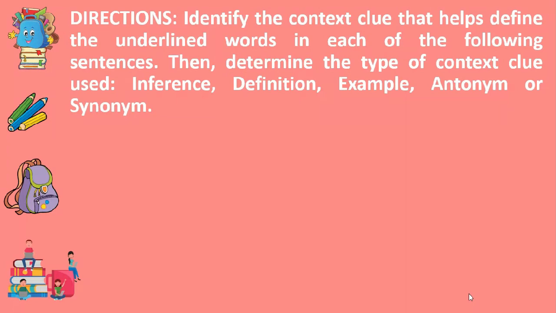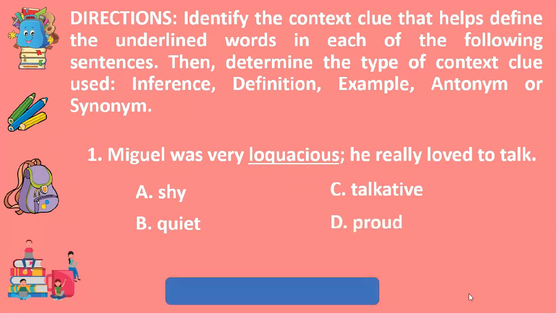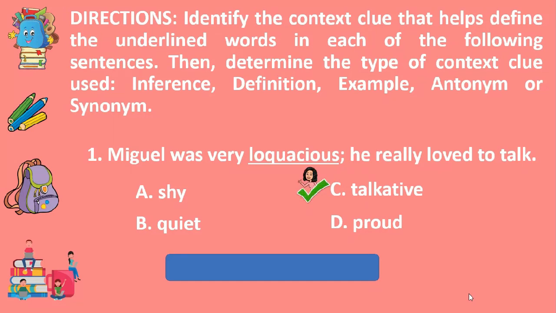Number 1. Miguel was very loquacious. He really loved to talk. Is it A. Shy, B. Quiet, C. Talkative, D. Proud? The answer is talkative. What kind of context clue is this? Yes, it's synonym.